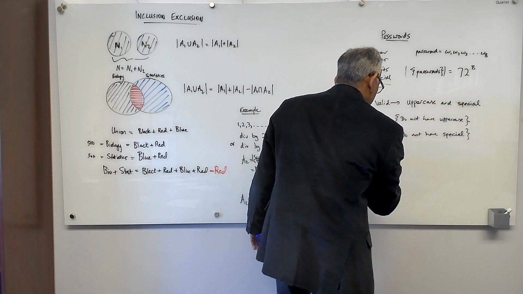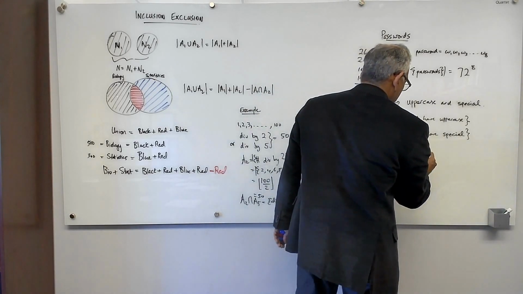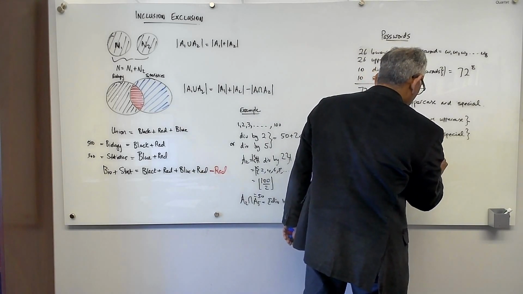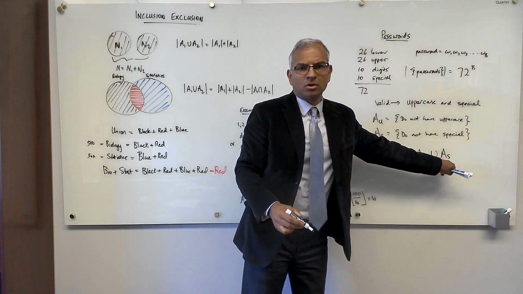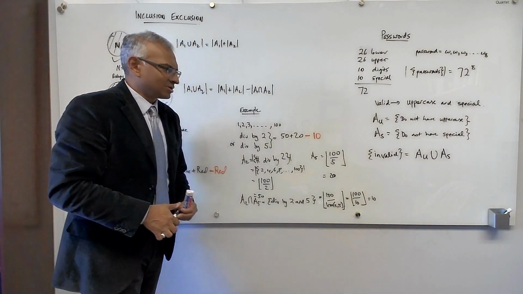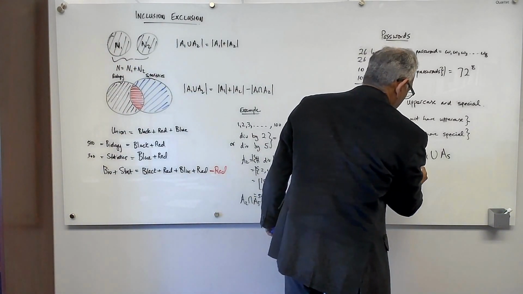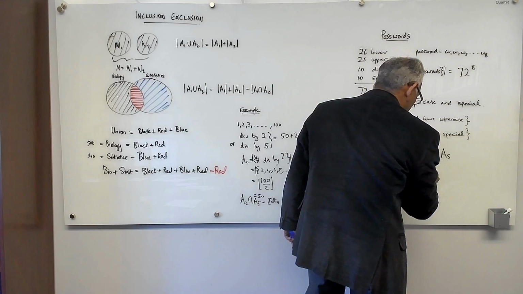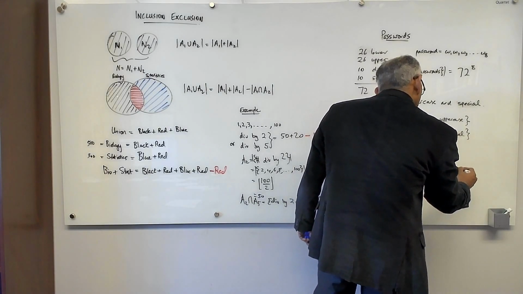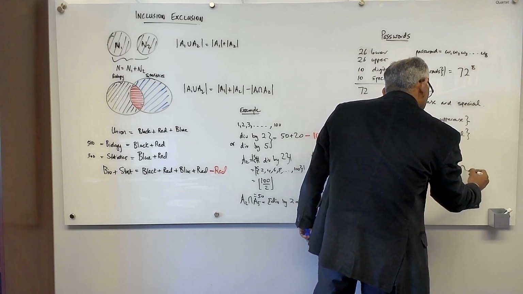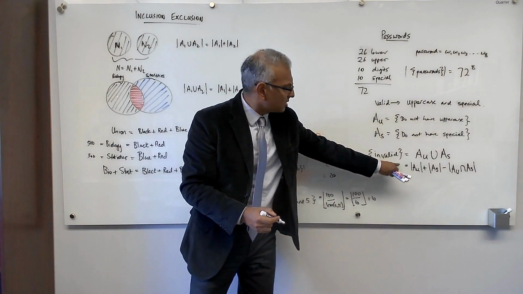So the invalid passwords are the ones in A_U union A_S. They do not have an uppercase letter or they do not have a special character. So let's compute the number of invalid passwords. The number of invalid passwords is equal to the size of A_U plus the size of A_S minus the size of the intersection, A_U intersection A_S. And this is an example where counting the intersection is much easier than counting the union.